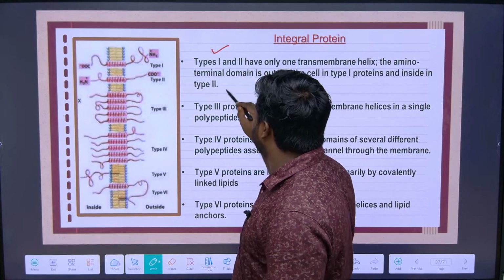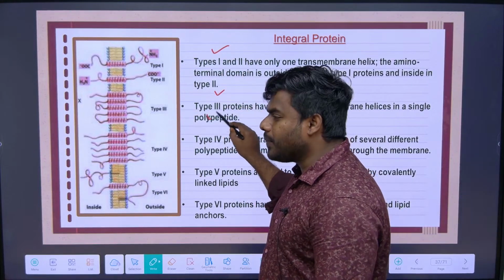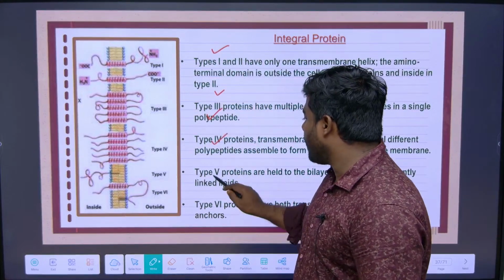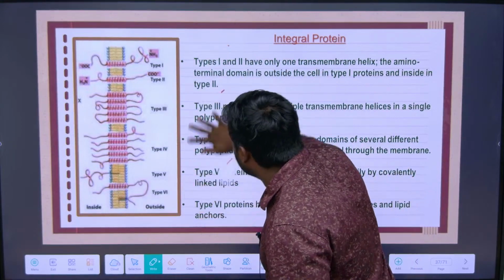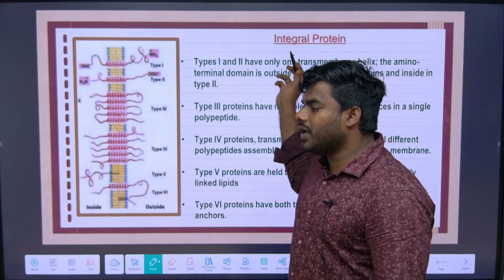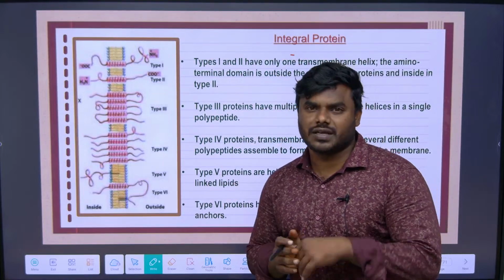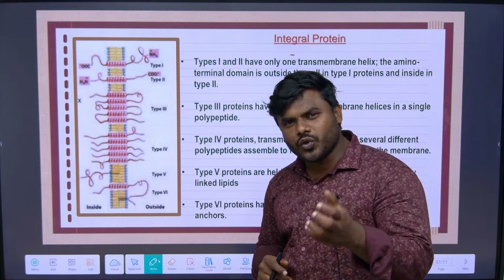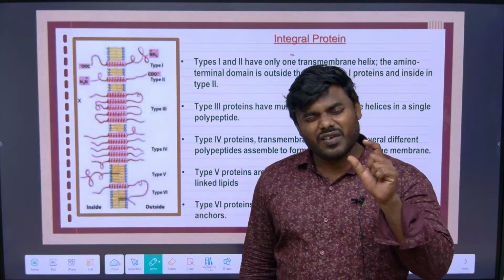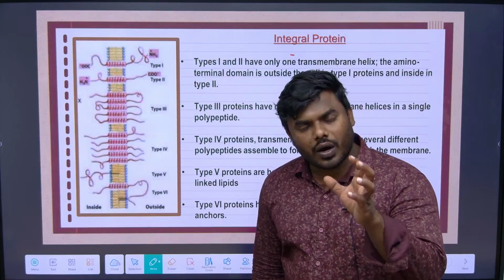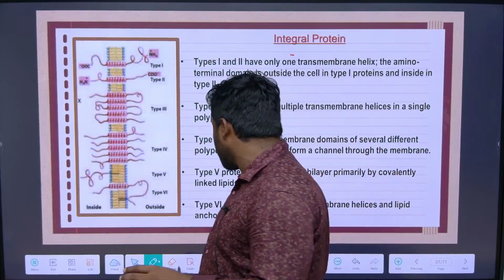Type 1, type 2, type 3, type 4, type 5 and type 6. There are a total of 6 types of integral proteins present. There is no need to get confused over there. Now, how can one differ from the other? This is very, very important. Everyone, I want everyone to focus on the picture so clearly.